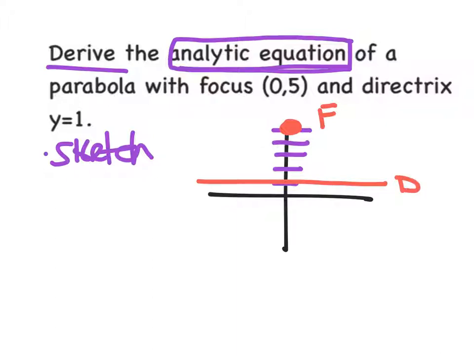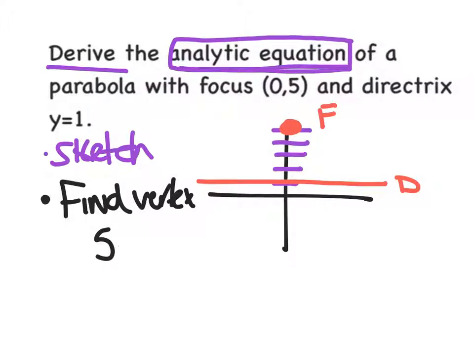Okay, we'll label that D for y equals 1 for directrix. So now I need to find the vertex. So let's make another bullet. Find vertex. All right, we already practiced that. We said take the difference between the focus and the directrix. So that was a height of 5 minus a height of 1, which is 4.